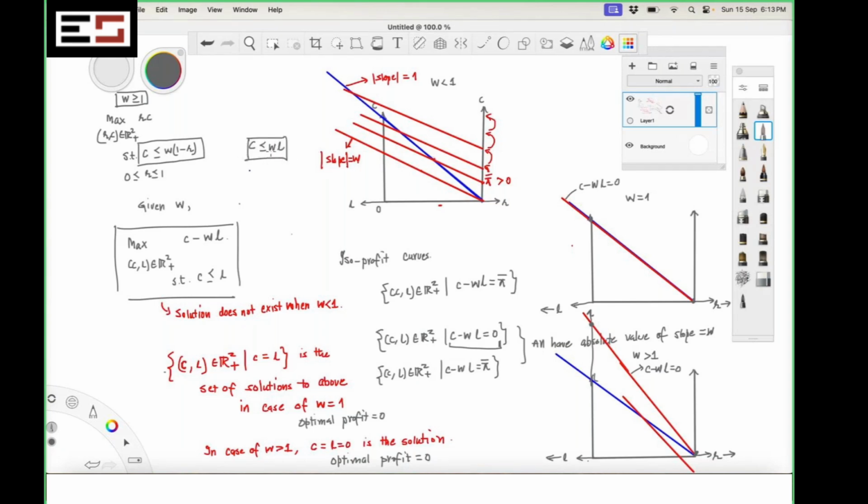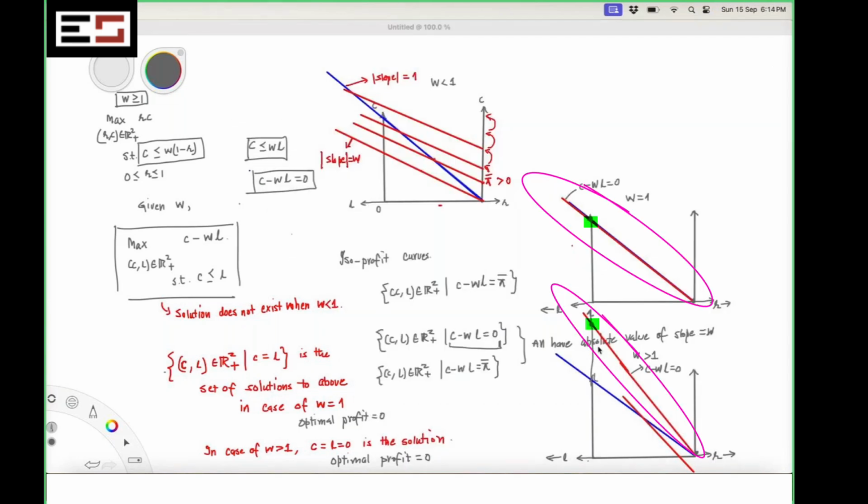So what is the boundary of this? C minus WL equal to 0, right? That's the boundary. So that is what I'm saying, that this highest possible iso-profit curve is actually your budget line also. This is your highest possible iso-profit curve in the case where W is greater than 1, and this is your highest possible iso-profit curve when W is equal to 1. So in case of W greater than 1, this is your budget line. In case of W equal to 1, this is your budget line. Is that fine now?